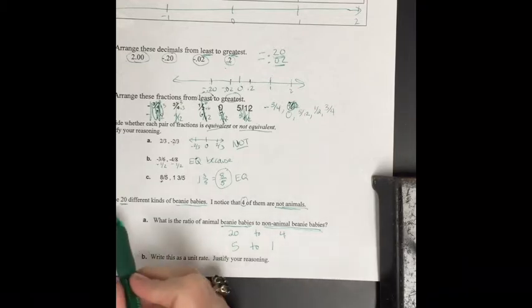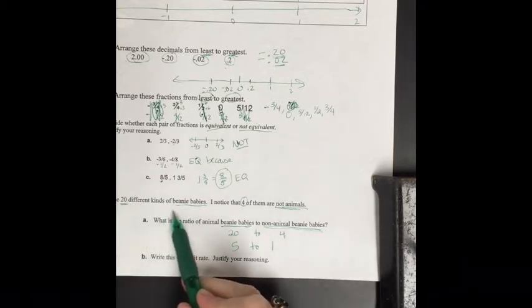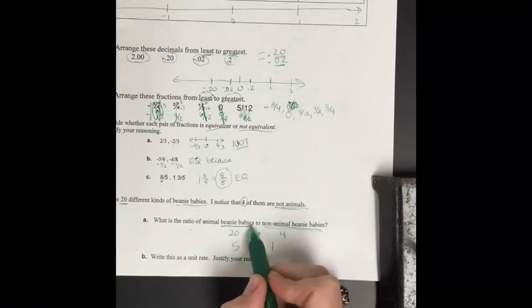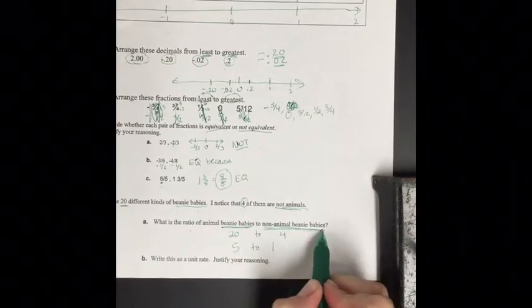So I'm putting this back in there. It says, I have 20 different kinds of Beanie Babies. I noticed that 4 of them are not animals. So I've circled and underlined all my important information. It says, what is the ratio of animal Beanie Babies to non-animal Beanie Babies?